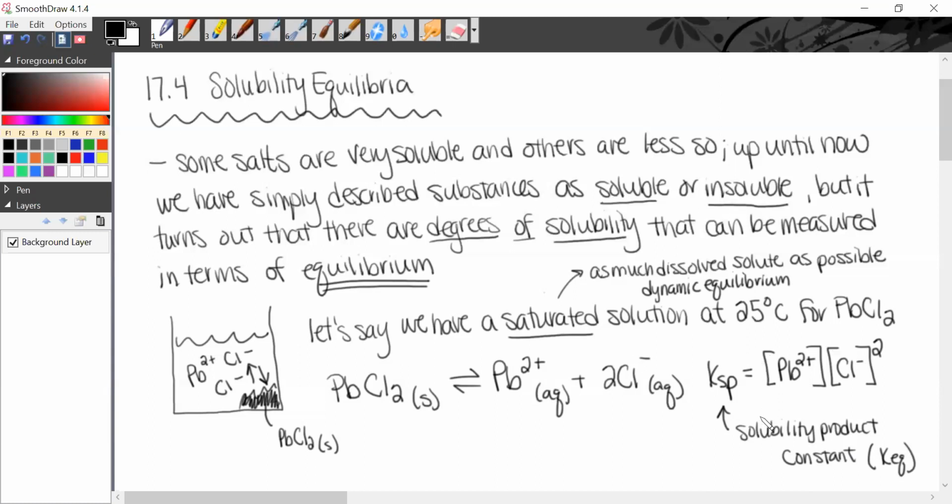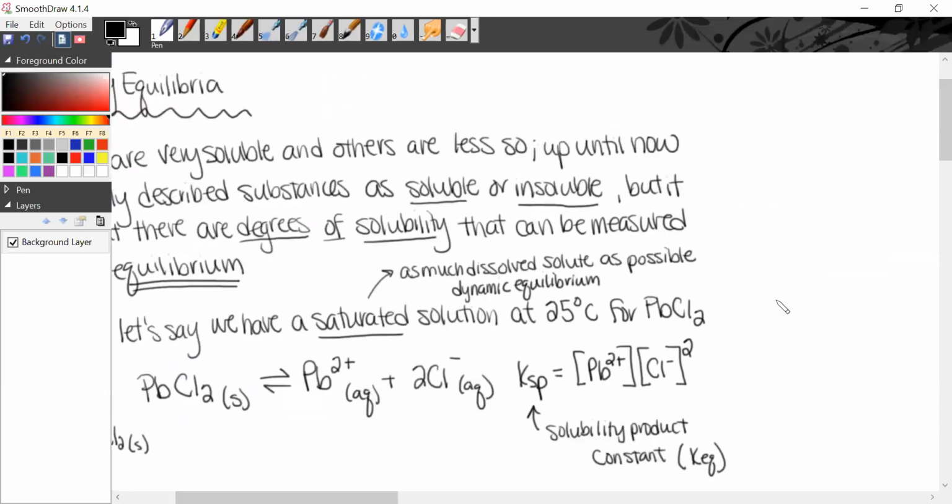Products raised to their exponents over reactants raised to theirs. Just like all of our other K values that we've talked about, if you have a big K value, that means your equilibrium really lies to the right, right? So if you have a Ksp much greater than 1, that is a very soluble salt. And if you have small Ksp values, K less than 1, you have a relatively insoluble salt.